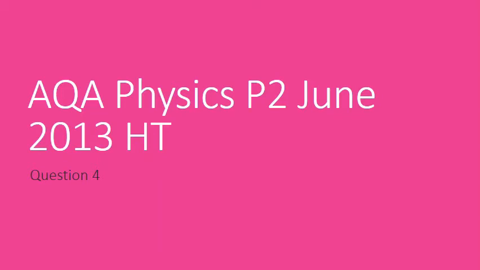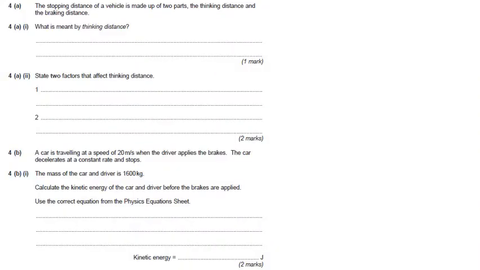This is a worked solution to AQA Physics P2 June 2013 higher tier paper question 4. This question is about stopping distance of vehicles. The first part, what is meant by thinking distance? We have to learn that thinking distance is the distance travelled by the vehicle while the driver is reacting.